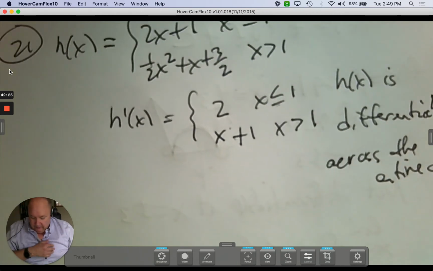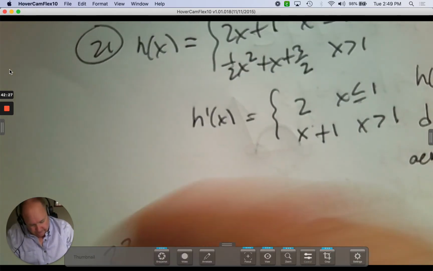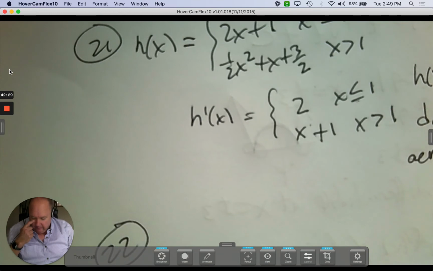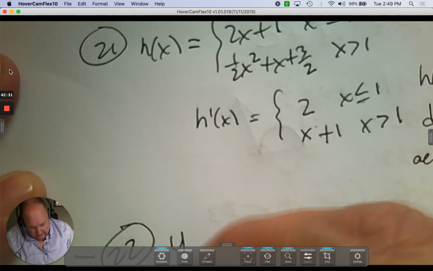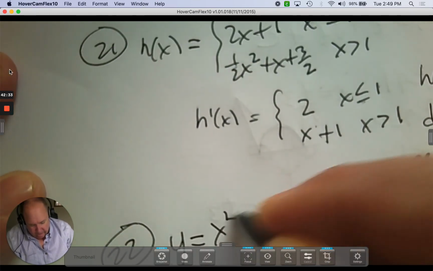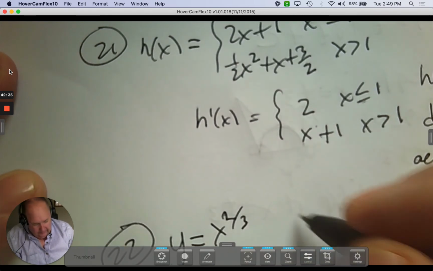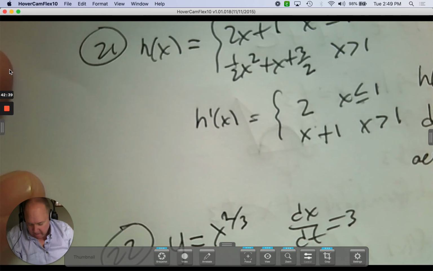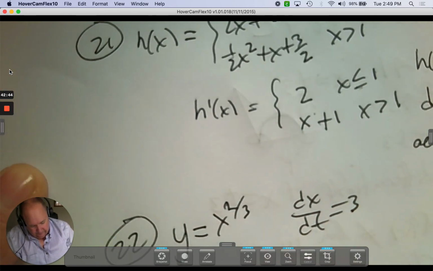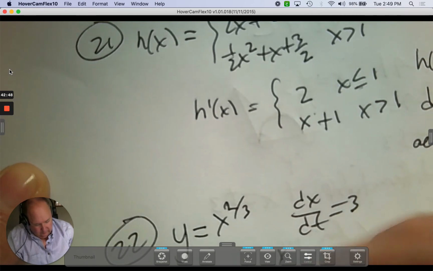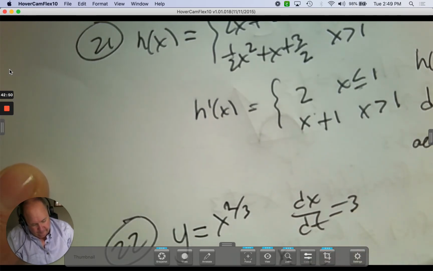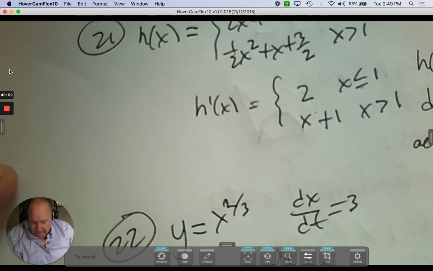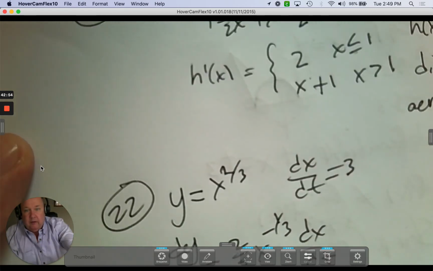All right, number 22. If a particle moves along the curve y equals x to the 2/3, and the derivative of x with respect to time is 3 for all x, find dy by dt when x equals -1. All right, so take the derivative with respect to time.